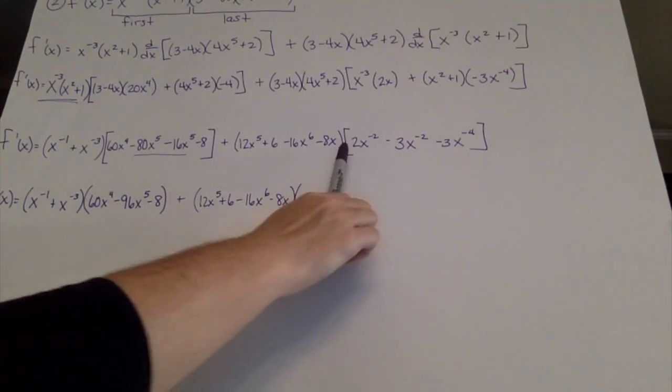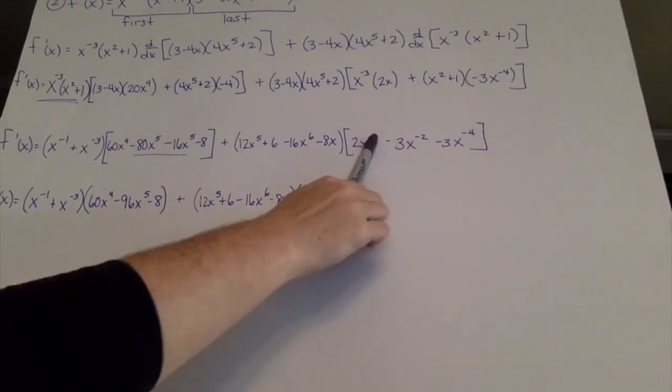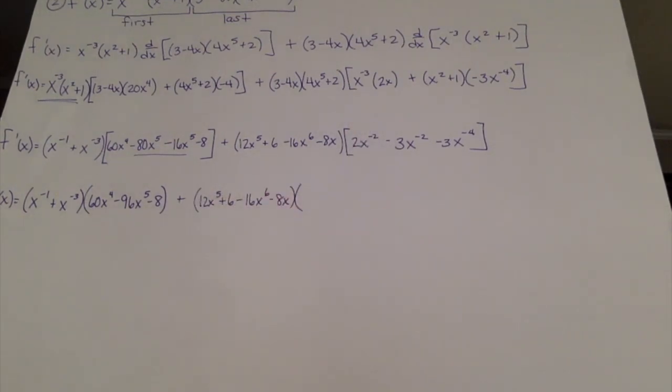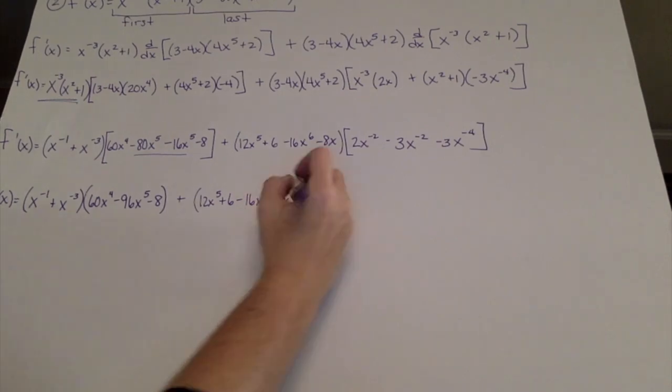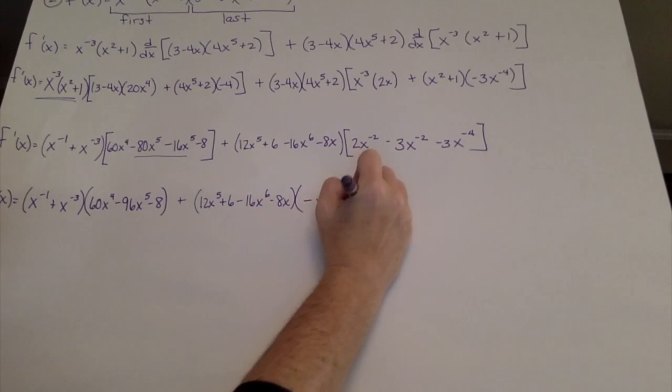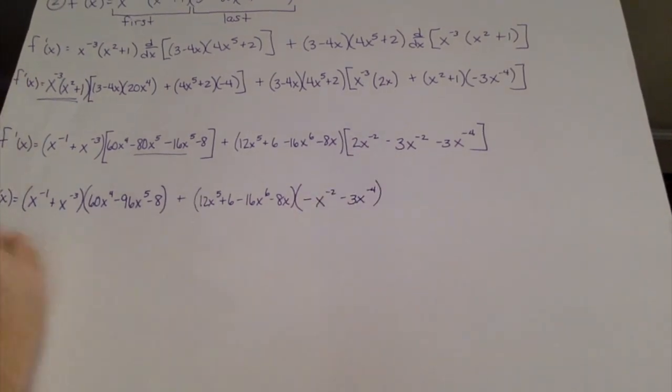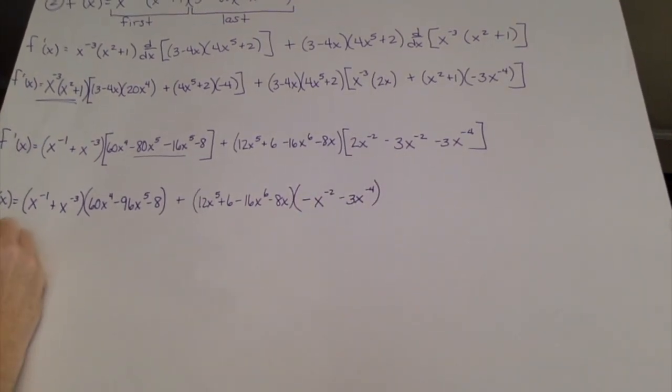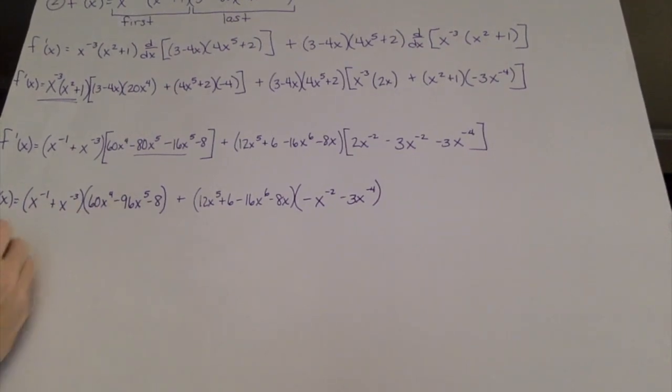And then over here, I've got a couple things. I've got 2x to the negative second minus 3x to the negative second, which will be negative 1x to the negative second. Okay. Now we're just going to be distributing.